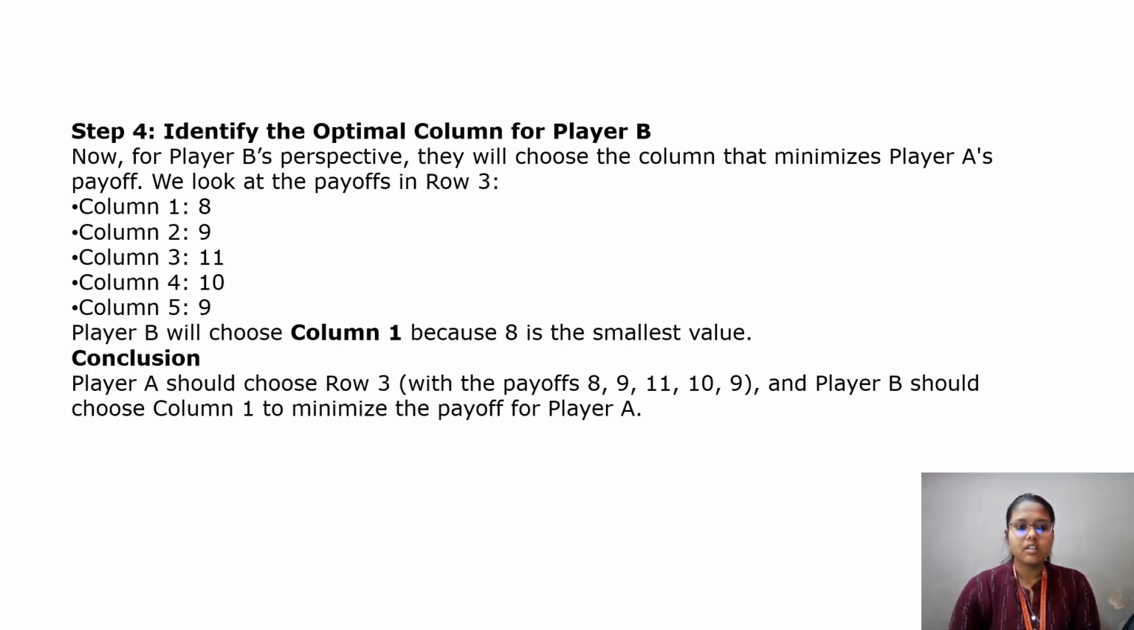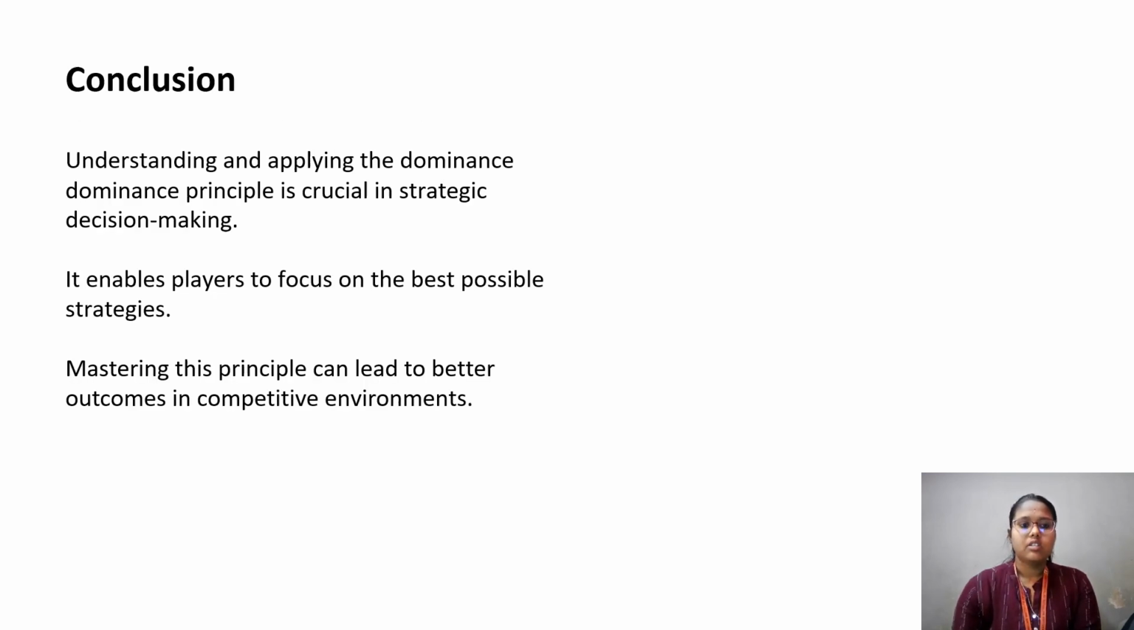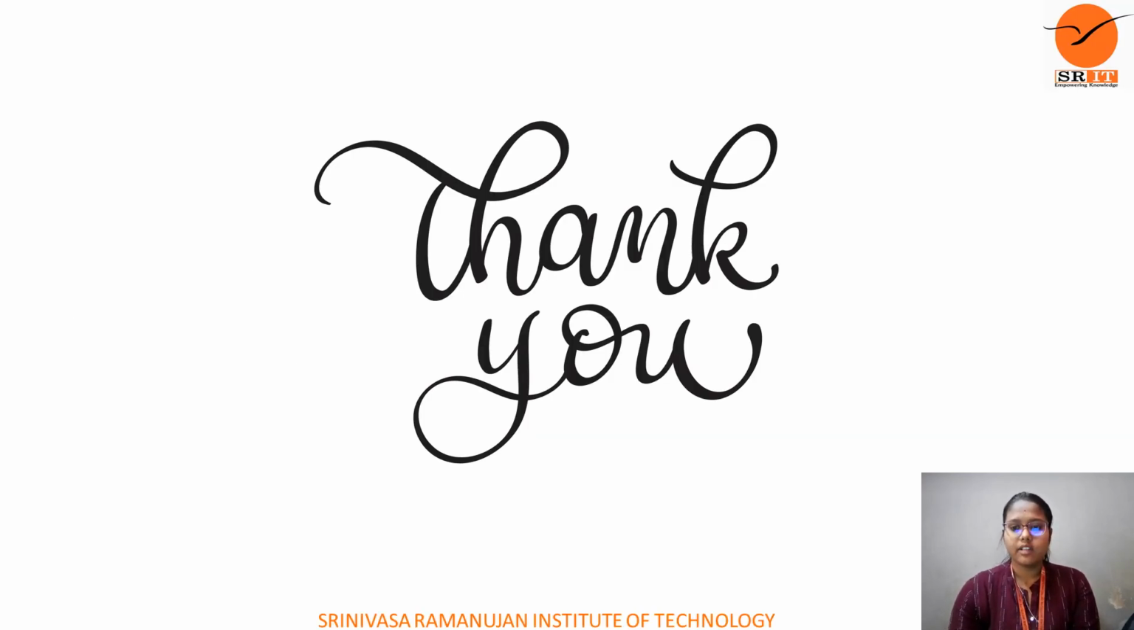So the conclusion for this question: player A should choose row 3 with the payoffs of 8, 9, 11, 10, 9, and player B should choose column 1 to minimize the payoff for player A, meaning to choose the smallest value among all the columns. In conclusion, understanding and applying the dominance principle is crucial in strategic decision making. It enables the player to focus on the best possible strategies. Mastering the principle can lead to better outcomes in competitive environments. Thank you for giving this opportunity, ma'am.